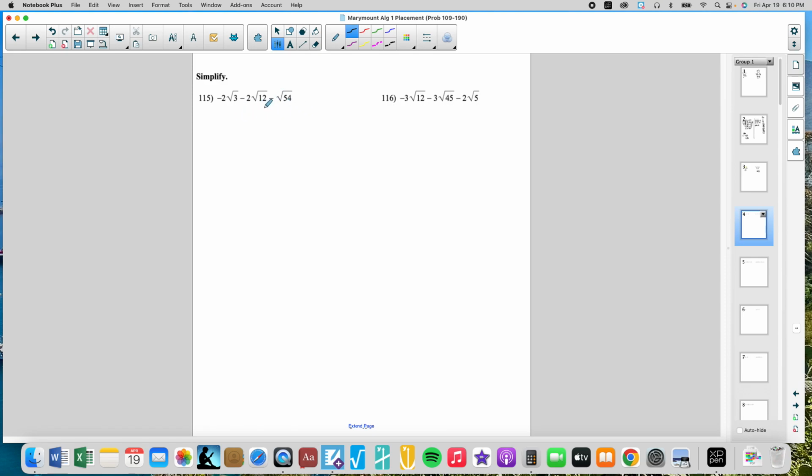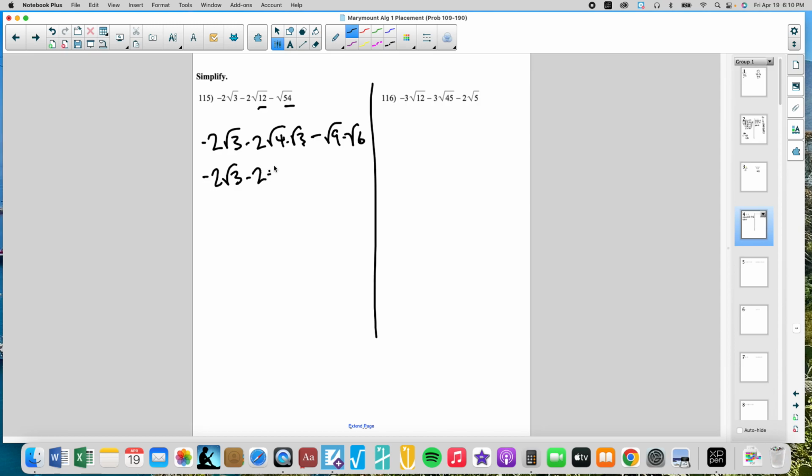Well, we want to make sure that these radicals are simplified before we combine them. So negative 2 rad 3, negative 2 rad 12, we're going to break into rad 4, rad 3. And minus rad 54 is rad 9, rad 6. So we're looking for those perfect squares again. So negative 2 rad 3 minus 2 times 2 rad 3, because the rad 4 becomes rad 2, minus 3 rad 6, because the rad 9 becomes 3.